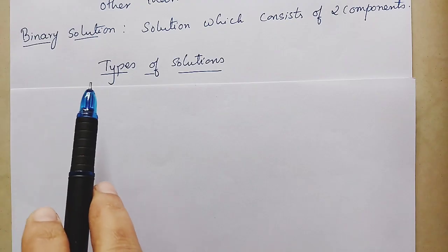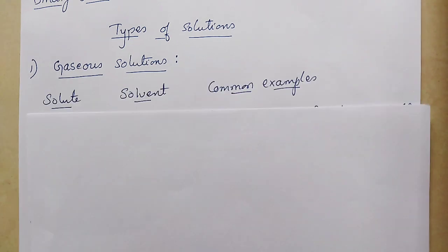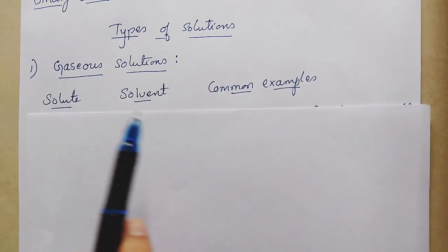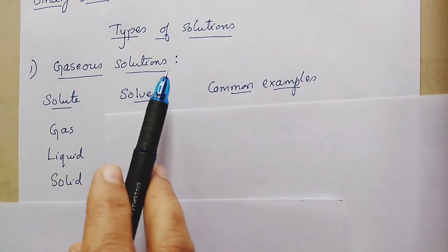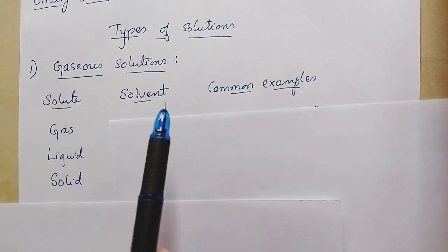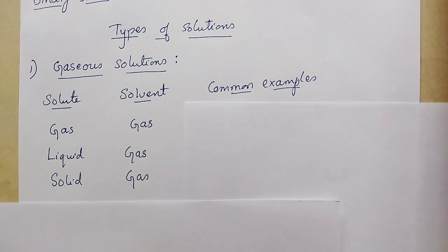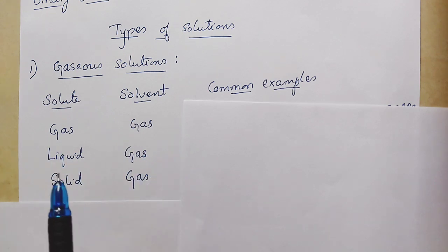Now we will see types of binary solutions. Basically, there are three types: gaseous, liquid and solid solutions. We will consider gaseous solutions first. I have a table representing solute and solvent of gaseous solutions with some common examples. The solute in a gaseous solution could be a gas, liquid or solid. But the major component, that is the solvent, should always be a gas only. Therefore, gaseous solutions could be gas dissolved in gas, liquid dissolved in gas, or solid dissolved in gas.